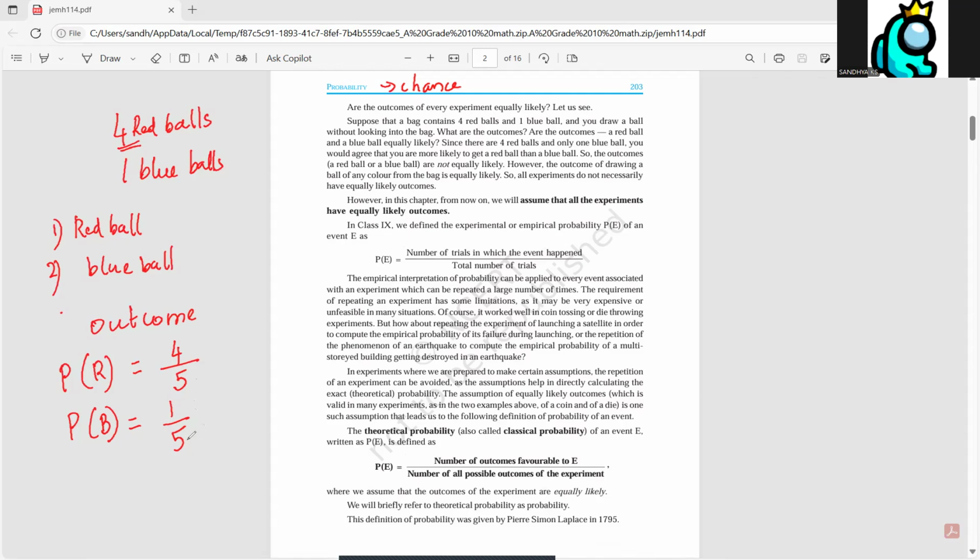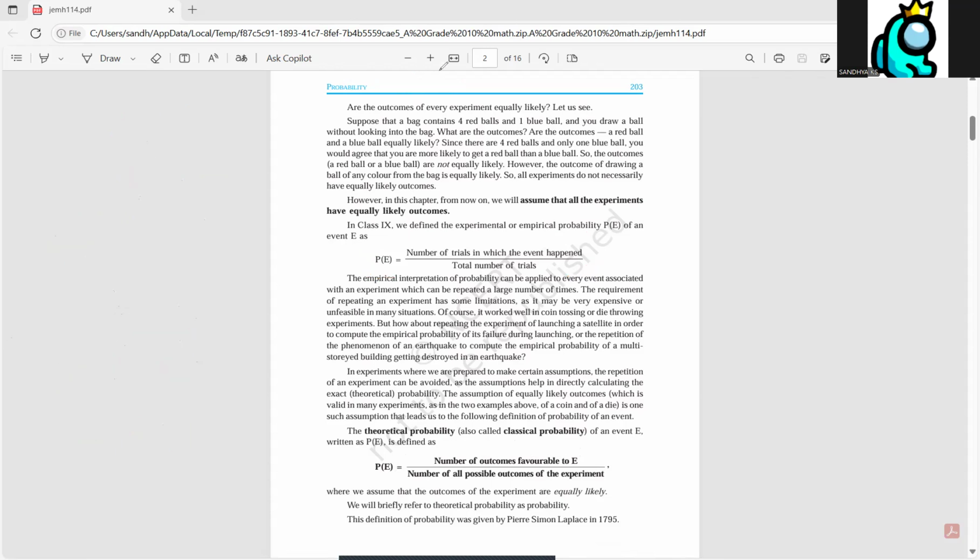So the probability of getting a red ball and the probability of getting a blue ball we need to find like this. Basically the formula we have studied already in 9th grade and 7th grade. The probability of an event is the number of trials in which the event happened divided by the total number of trials. Now theoretical probability of an event is written as P of E, read as probability of an event. That is equal to the number of outcomes favorable to E. E means the event. Here red is the event. So what is favorable to red? 4 red balls. So 4 divided by the number of all possible outcomes of the experiment. What are the possible outcomes? We have 4 plus 1, 5, right? 5 chances we have. That is how we write probability.